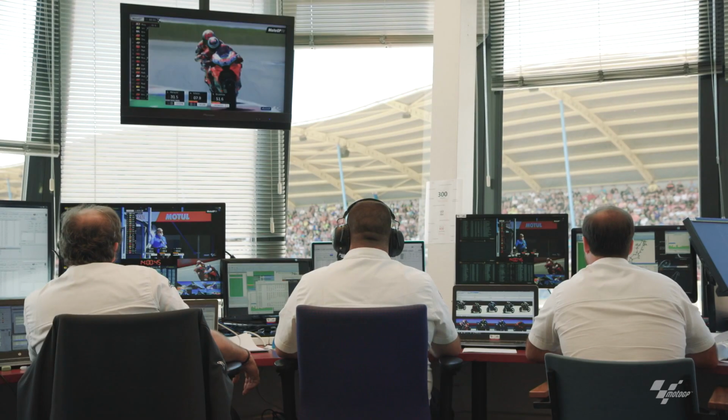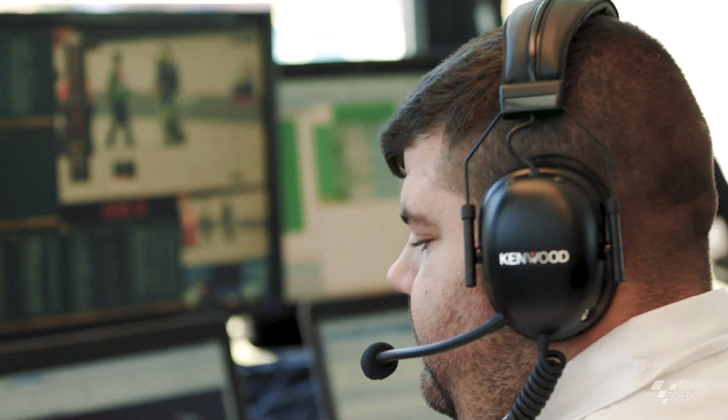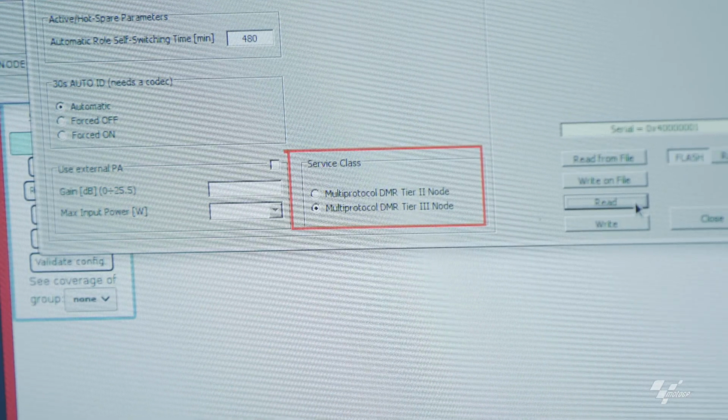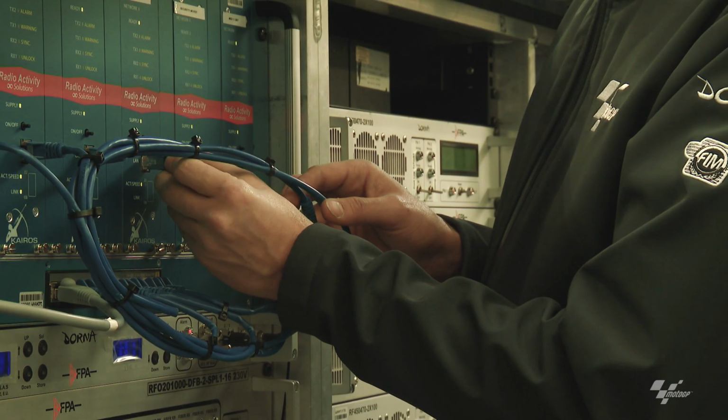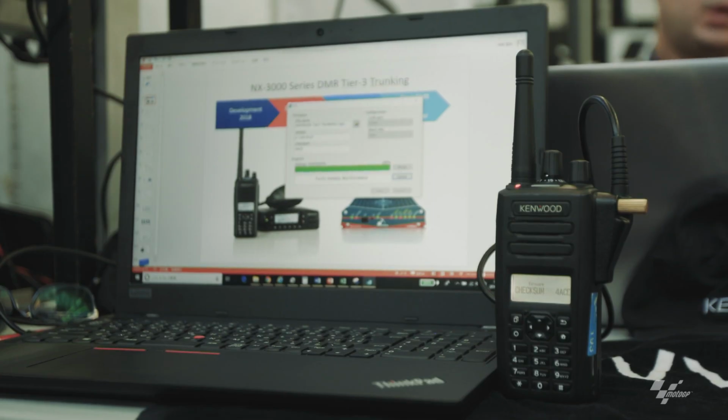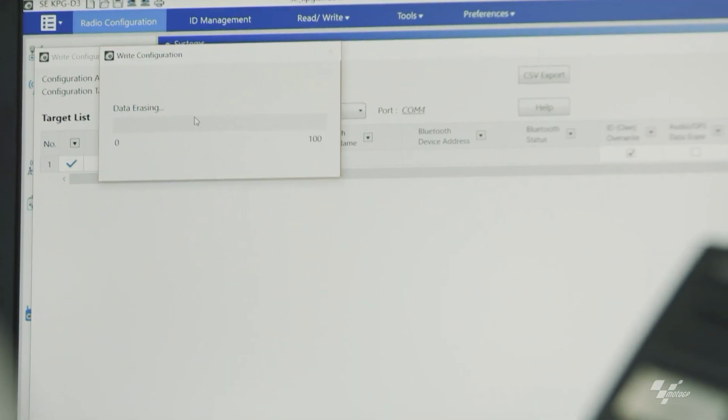KENWOOD was really interested and enthusiastic to work with us. We could see that they have a really interesting solution for our environment and our project, and we just started to work together. KENWOOD equipment has a reputation for reliability and the ability of the repeaters to operate in high levels of RF interference. This is exactly what we have here in the MotoGP circuit, so it's essential for us that the equipment can deal with this level of interference and still operate reliably.